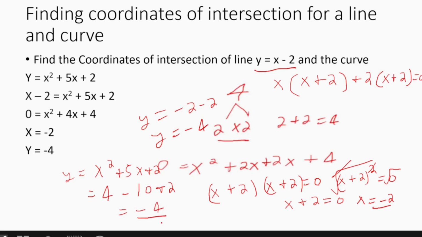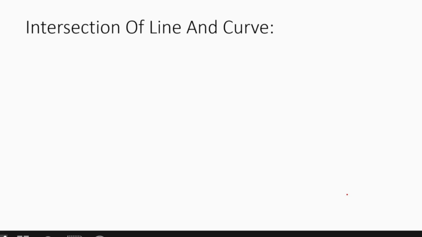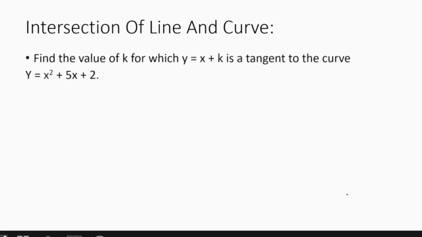So now let's move on to intersection of a line and a curve. Let's take a question from Cambridge again. Find the value of k for which y is equal to x plus k is a tangent to the curve y is equal to x squared plus 5x plus 2. So remember what we did earlier. We presumed that y is equal to y. They have one same coordinate.